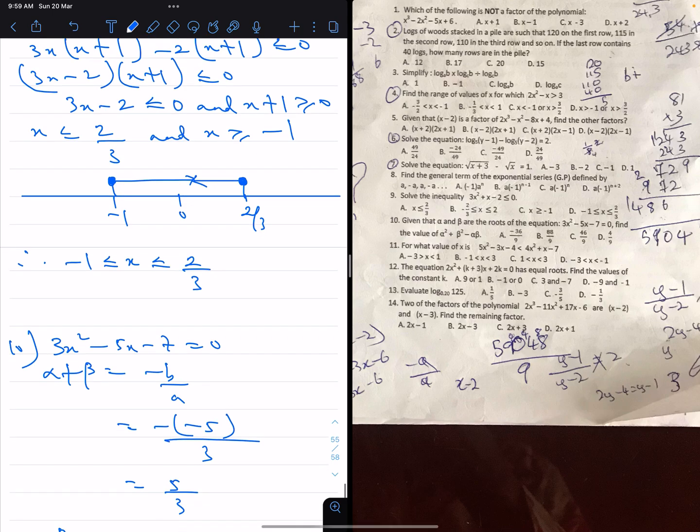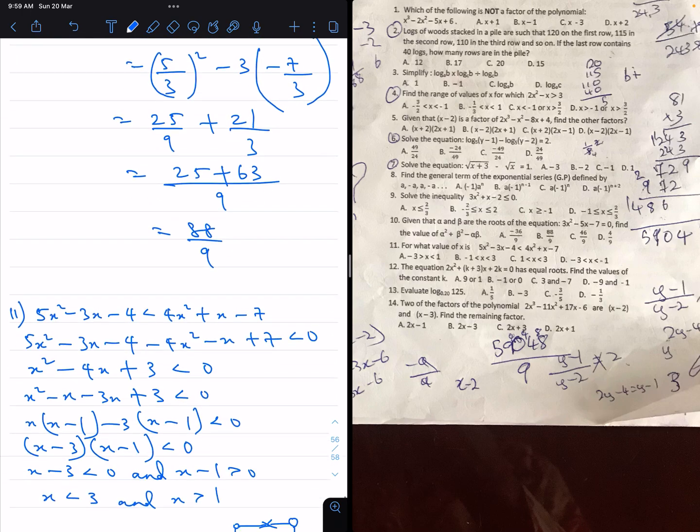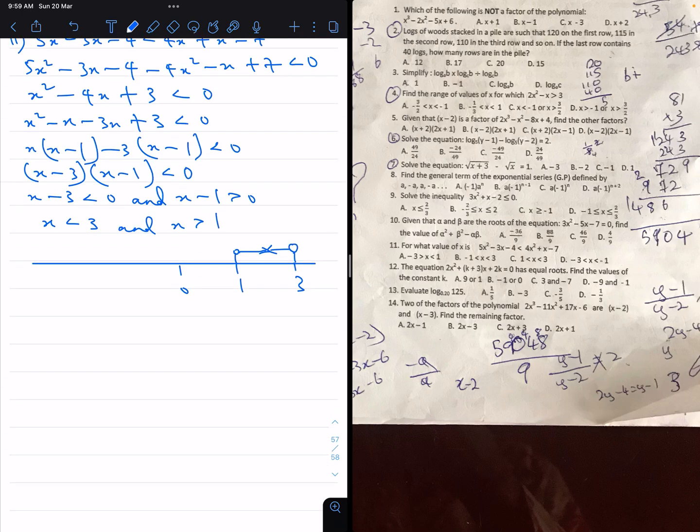Look at it here. X greater than or equal to minus 1 and x less than or equal to 2 over 3. Exactly. So the arrows will meet, and that will mean minus 1 less than or equal to x less than or equal to 2 over 3. So how will you combine this one? This one is not less than or equal to, it's just less than and greater than. How will you combine this?